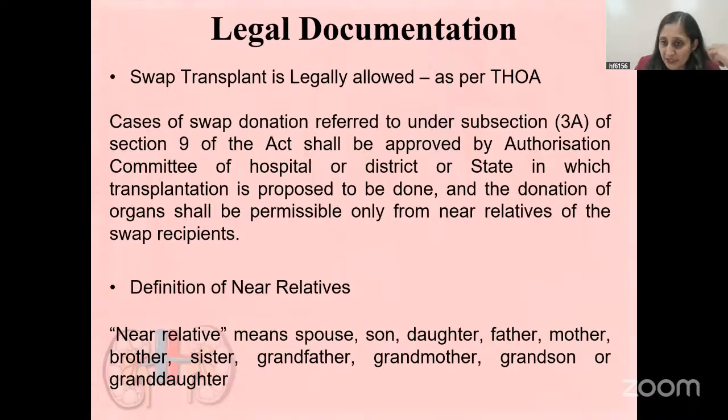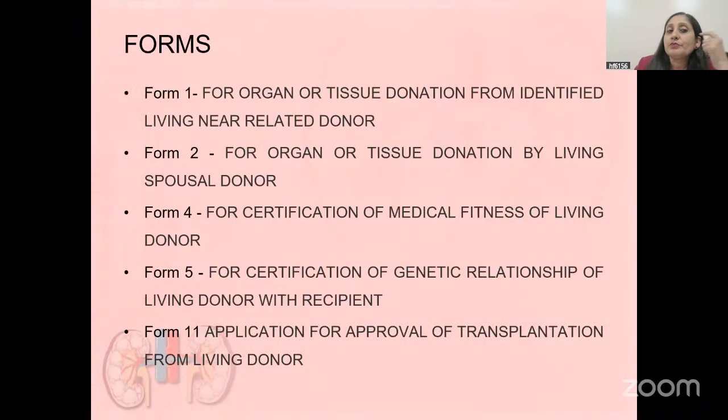There is some paperwork we are required to do. For a near relative, we use Form 1. If it is a spouse, as on paper they are related, we count them as a near relative, and we use Form 2 for that. There's a Form 4 certificate as per the THOA Act. With Form 5 we check the genetic compatibility, whether they are near related or not. Form 11 is for the joint application. We require some more documents, some affidavits, some identification proofs, and all that as per our legal requirements.